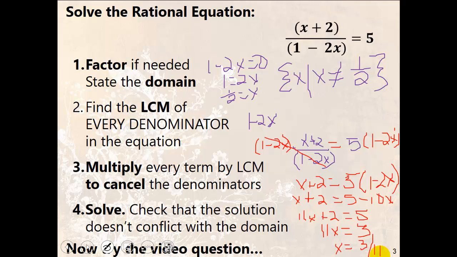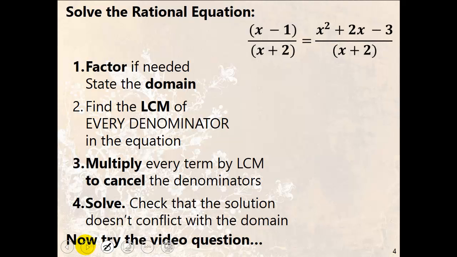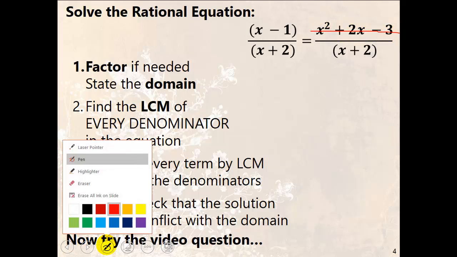All right, hopefully that went well for you. If you have a question, make sure you write down what you did so that we can discuss it and help you improve. This next equation is not really that much different. I just have a fraction on both sides now, but notice that my denominator is identical. Okay, so why don't you go ahead and factor the numerator as part of the video question, state the domain, and then find the least common multiple of the denominators.